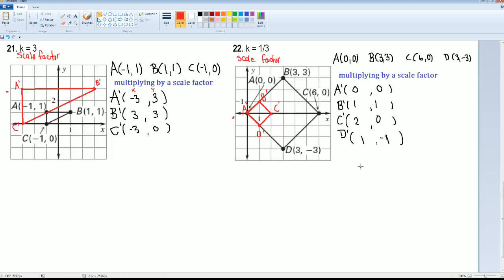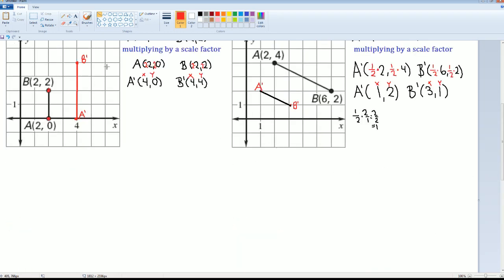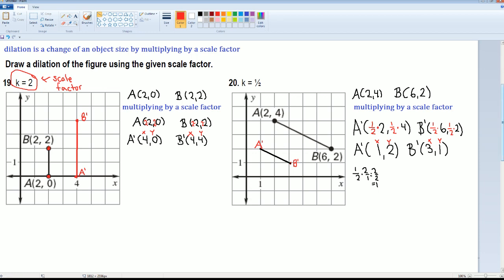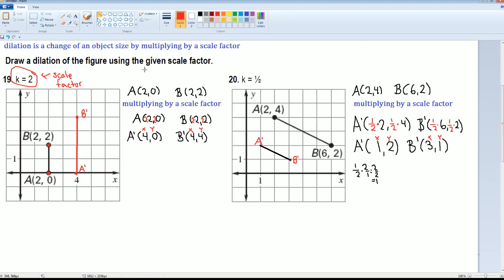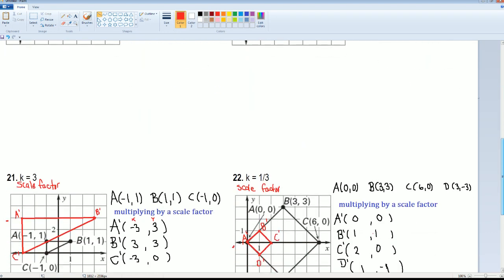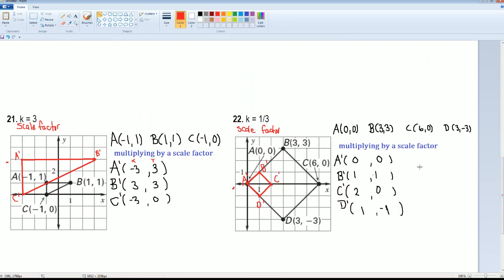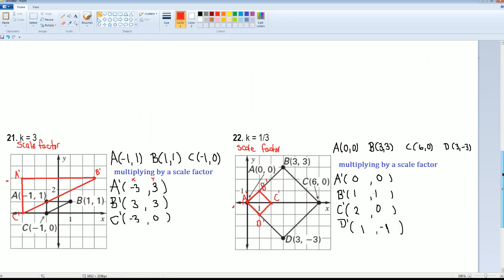Okay. So this is how it looks after applying the scale factor. Notice that in all of these problems, we were performing a dilation. How? We were multiplying by the scale factor. That's all we're doing, multiplying by a scale factor. Okay?